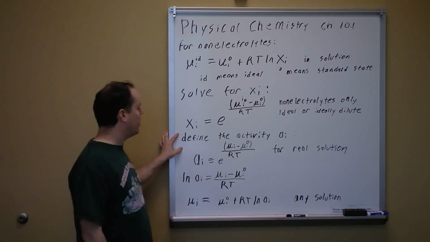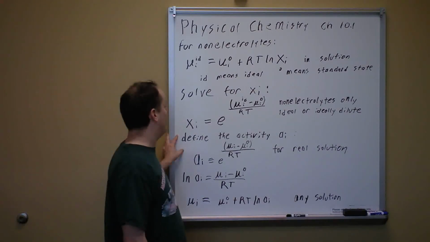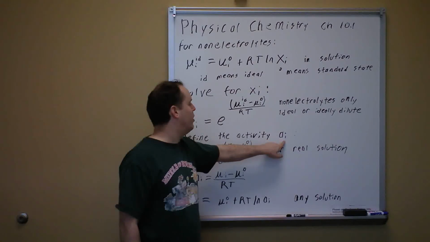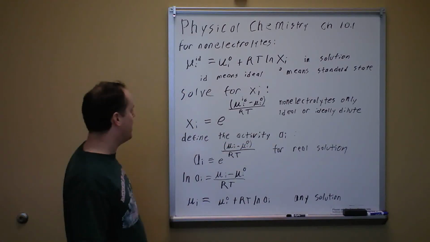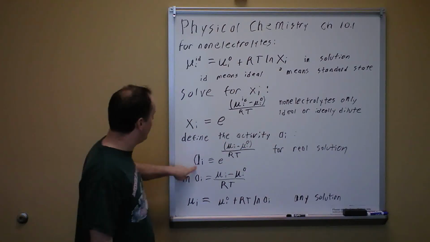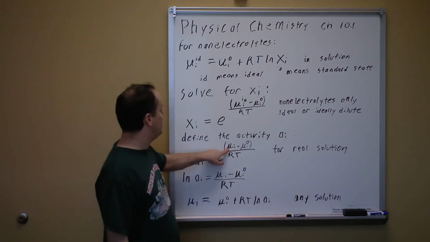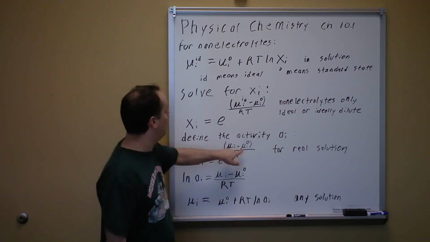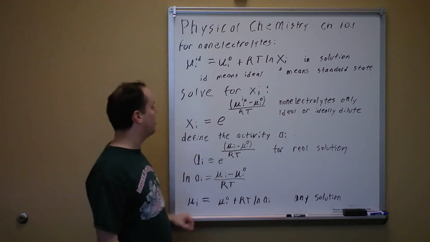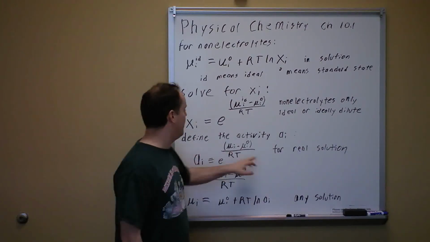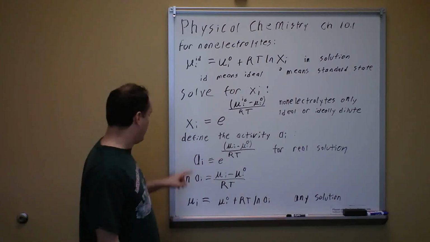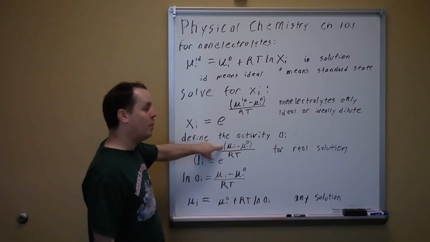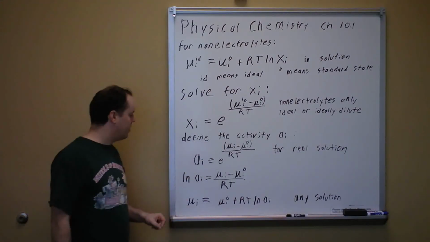But what we want to do is define the activity of a substance I as just lowercase a sub I. We're going to call that the activity. We're going to define it as E to the mu I, not ideal, the actual, minus mu I naught, divided by RT. So this is going to be for a real solution. Then we're going to solve for this chemical potential, the real chemical potential here.